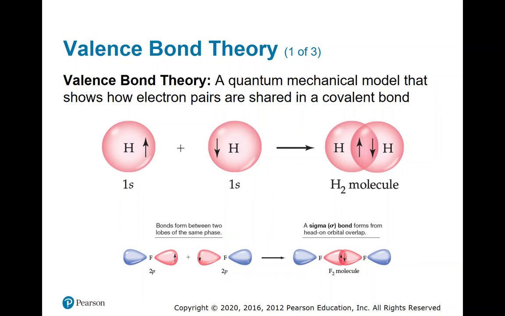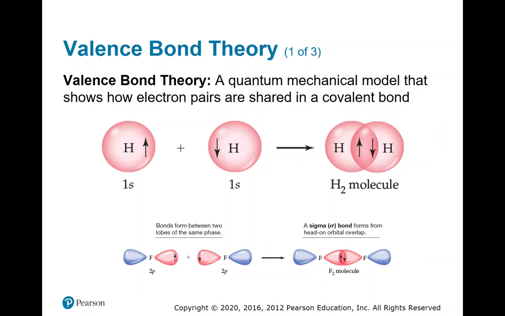So you can see our two individual hydrogen atoms with their one electron come together to form a hydrogen molecule where the 1s orbitals directly overlap, and we have two electrons with opposite spins paired together to form a bonding pair of electrons.